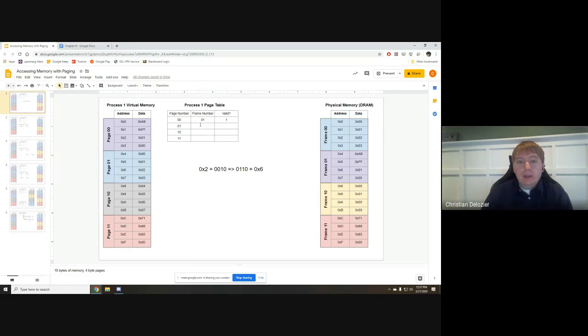Okay. So then we can do the rest of the mappings here. We have that page 01 maps to frame 00 and is valid. And we have that page 11 maps to frame 11 and is valid.